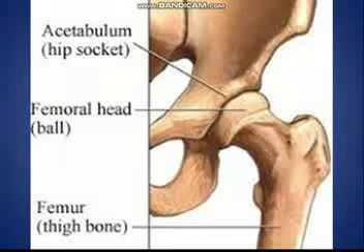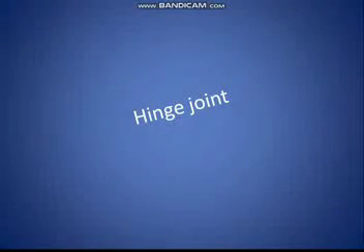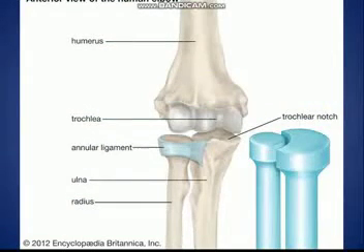The next joint is a hinge joint. This joint is like a hinge in a door. It allows only back and forth movement. Elbow, knee, fingers and toes have this type of joint. Like a hinge in a door, it only opens and closes with back and forth movement.